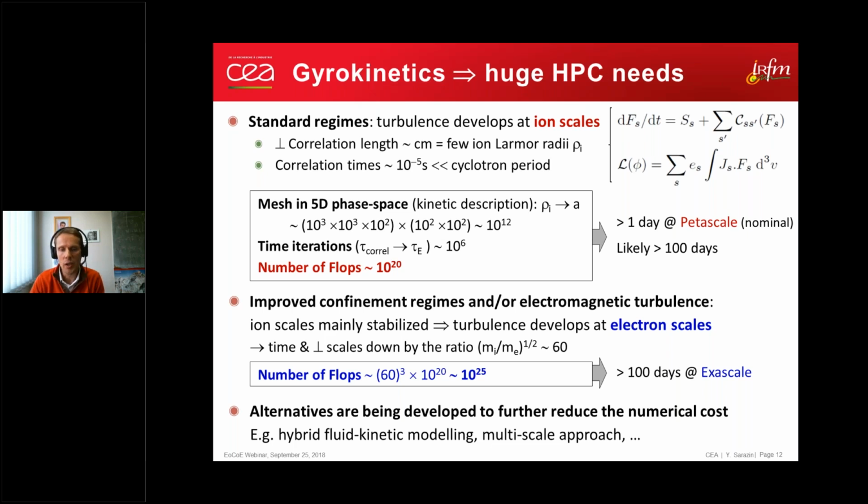Obviously, there are alternatives which are developed to further reduce the numerical cost. There's a kind of hybrid modeling, coupling the fluid and kinetic descriptions, and multi-scale approaches as well, which I described previously. But you can see that there's really a need for supercomputers when worrying about the turbulent transport in tokamak plasma.